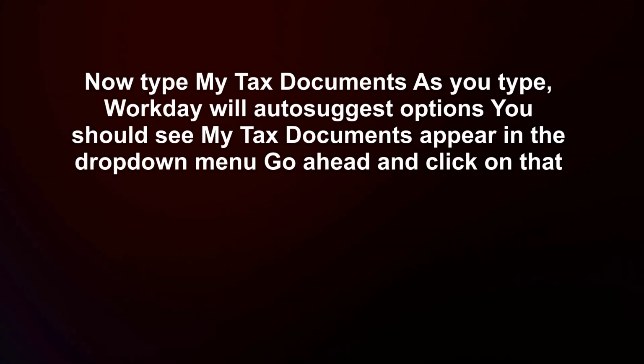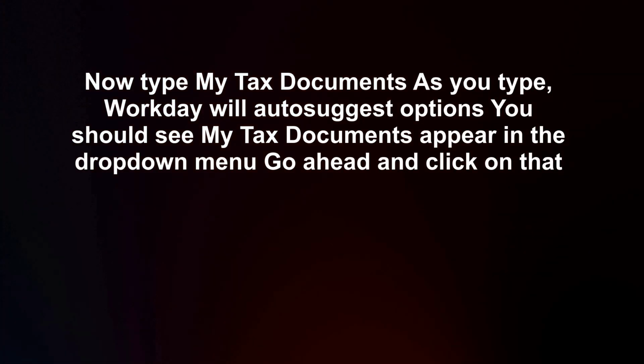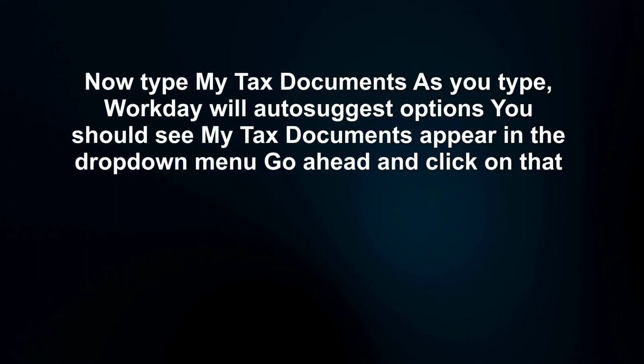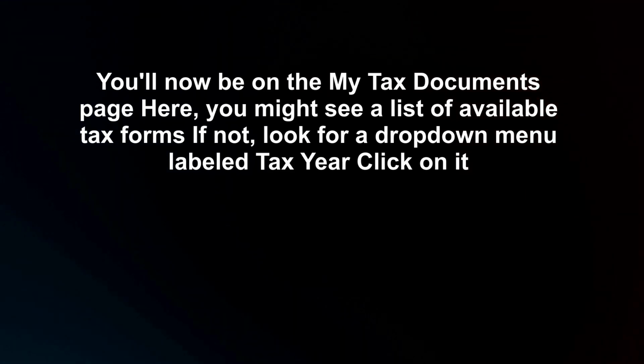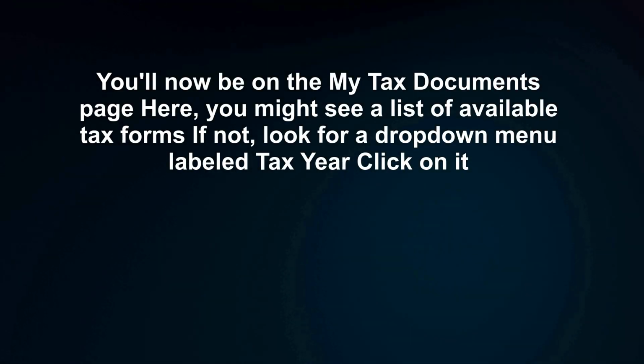As you type, Workday will auto-suggest options. You should see my tax documents appear in the drop-down menu. Go ahead and click on that. You'll now be on the My Tax Documents page. Here, you might see a list of available tax forms.